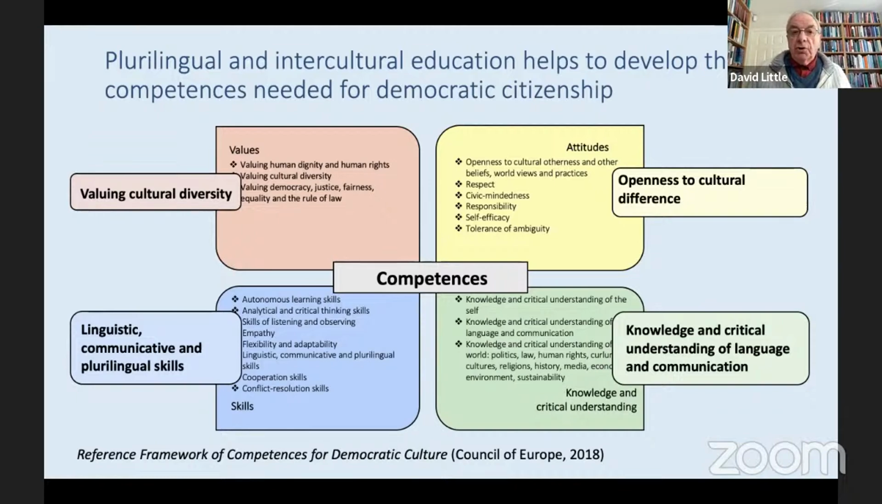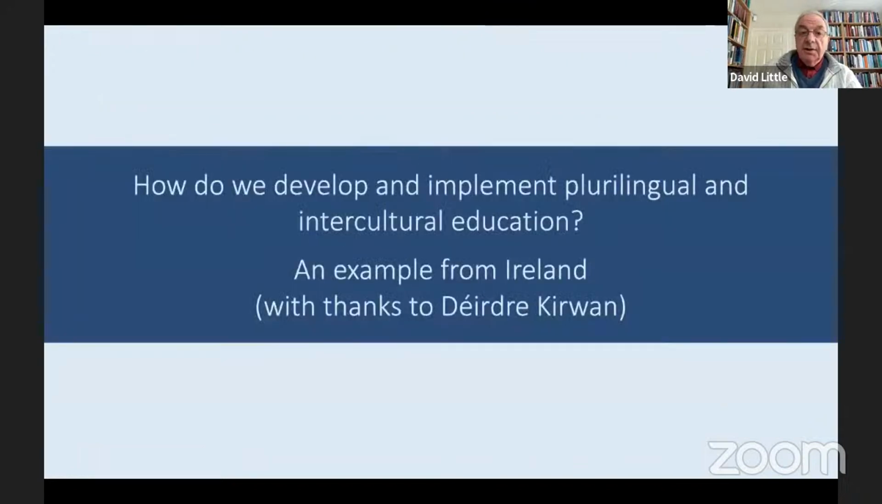So much for what it is and why we should want to make it happen. But how does it happen? Now, as I've said, I descend to the level of one particular institution. And before I begin this third part of my talk, I acknowledge my thanks to my collaborator in research, Deirdre Kerwin, who for almost 30 years was principal of the school that I'm going to talk about.